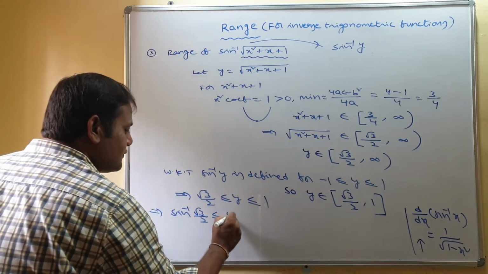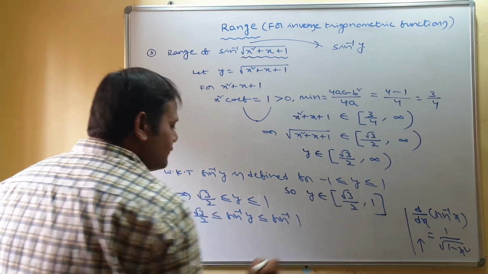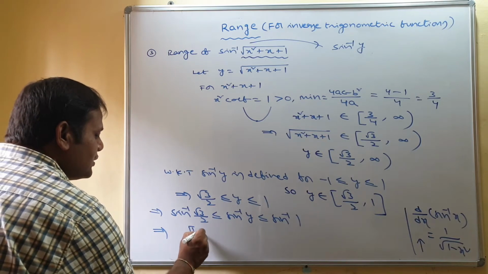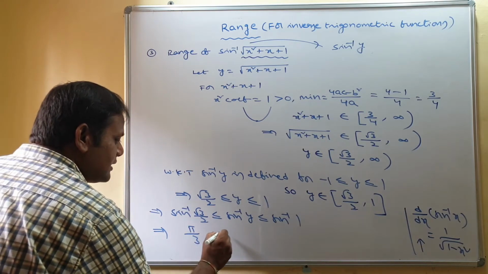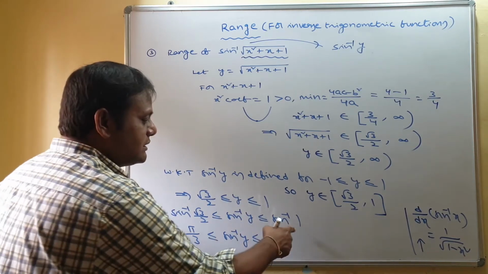So sin inverse of root 3 by 2 less than or equal to sin inverse y less than or equal to sin inverse 1. What is sin inverse root 3 by 2? It is pi by 3 less than or equal to this sin inverse y less than or equal to sin inverse 1.